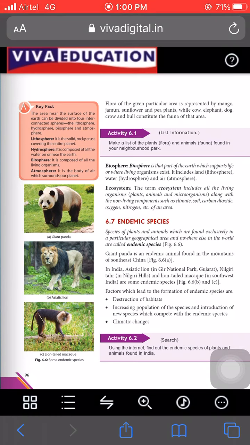Now we discuss endemic species. Species of plants and animals which are found exclusively in a particular geographical area and nowhere else in the world are called endemic species.